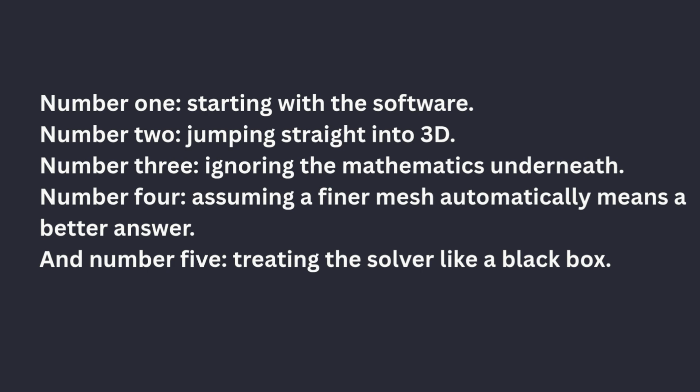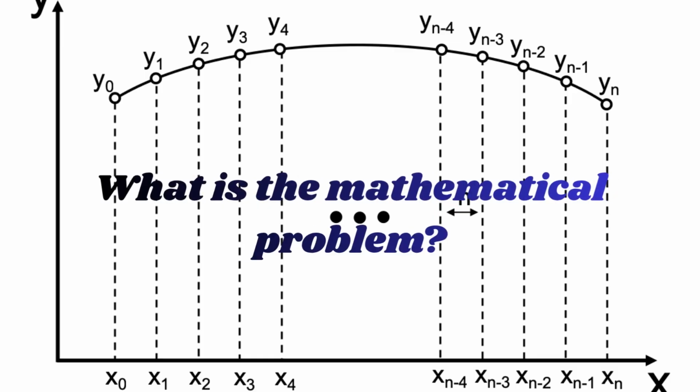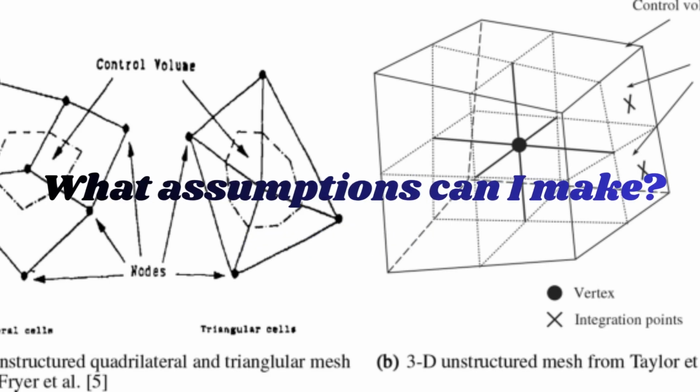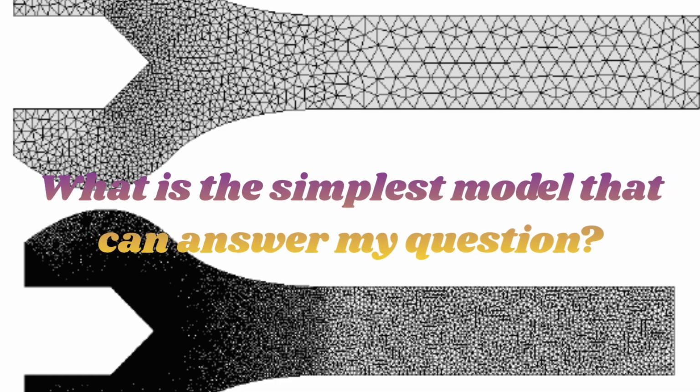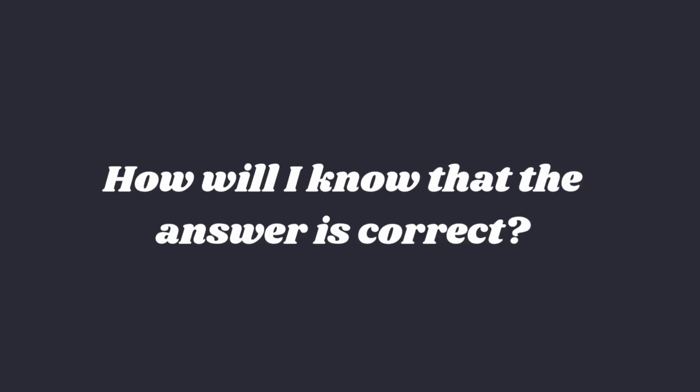And if I had to summarize all 5, it's actually one mistake: not understanding the problem before trying to solve it. Before you open the software, ask, what is the physics? What is the mathematical problem? What assumptions can I make? What is the simplest model that can answer my question? How am I going to solve it? And finally, how will I know that the answer is correct? Because simulation isn't just about producing a beautiful result, it's about understanding why you should trust it. And that's something I've been learning for the last 5 years.